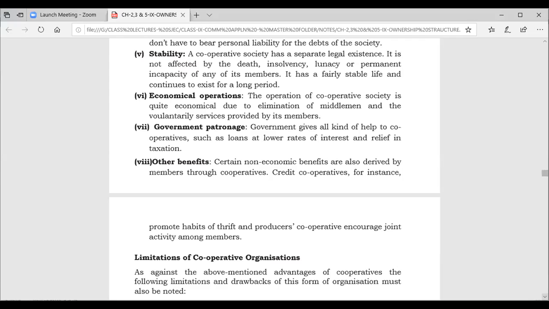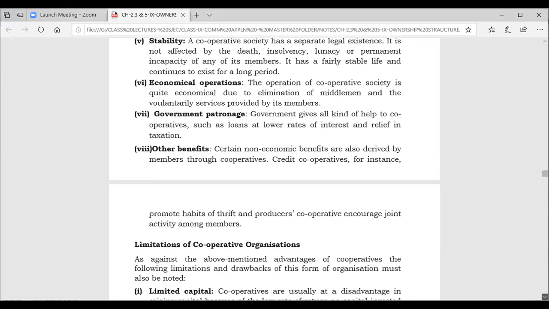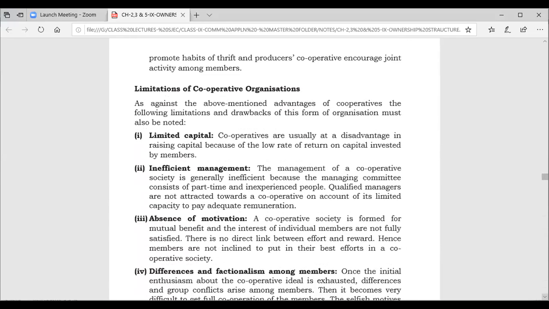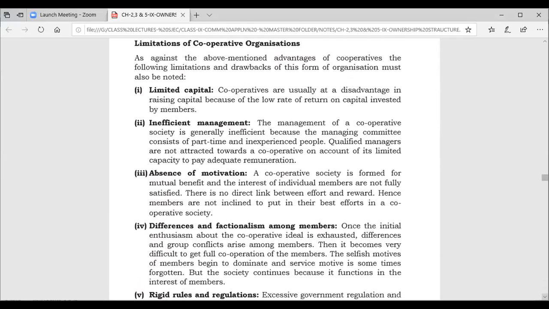Now the question is, despite all these benefits, there are some limitations as well. What are those limitations? Limited capital. So it's not a big business. 10 or more persons are coming together voluntarily. They contribute a certain amount towards capital. So there is a crunch of capital. It's not that it is a huge capital.